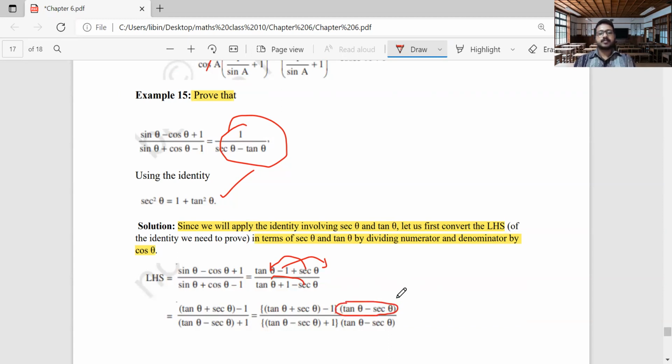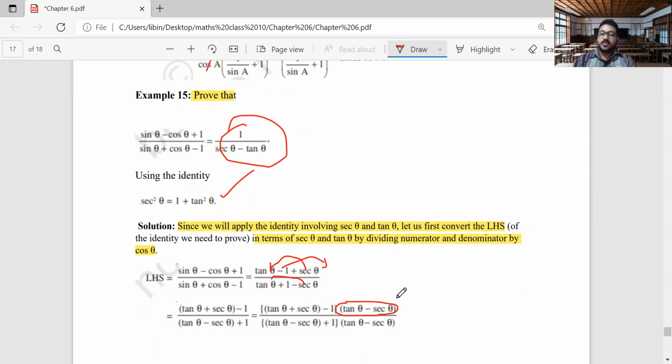Just wait. Some of you may have a doubt: sir, why are we multiplying and dividing by tan theta minus sec theta? Why are we doing so? The only answer is we are doing so just to get the solution. That's the only answer to that question.